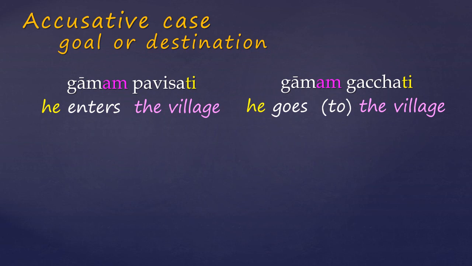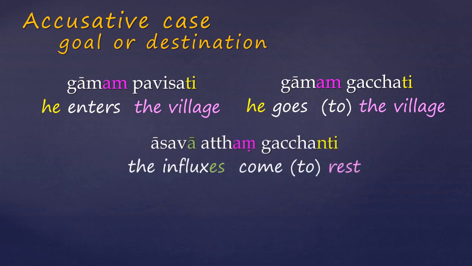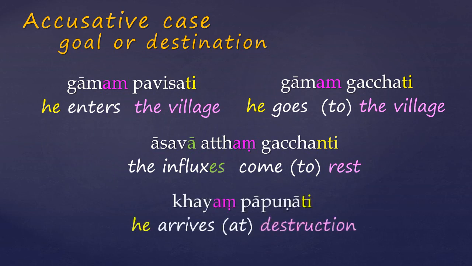But the motion can also be figurative or metaphorical. For instance, the influxes come to rest. In fact, this literally reads, the influxes, they go home. Or to take another example, he arrives at destruction.